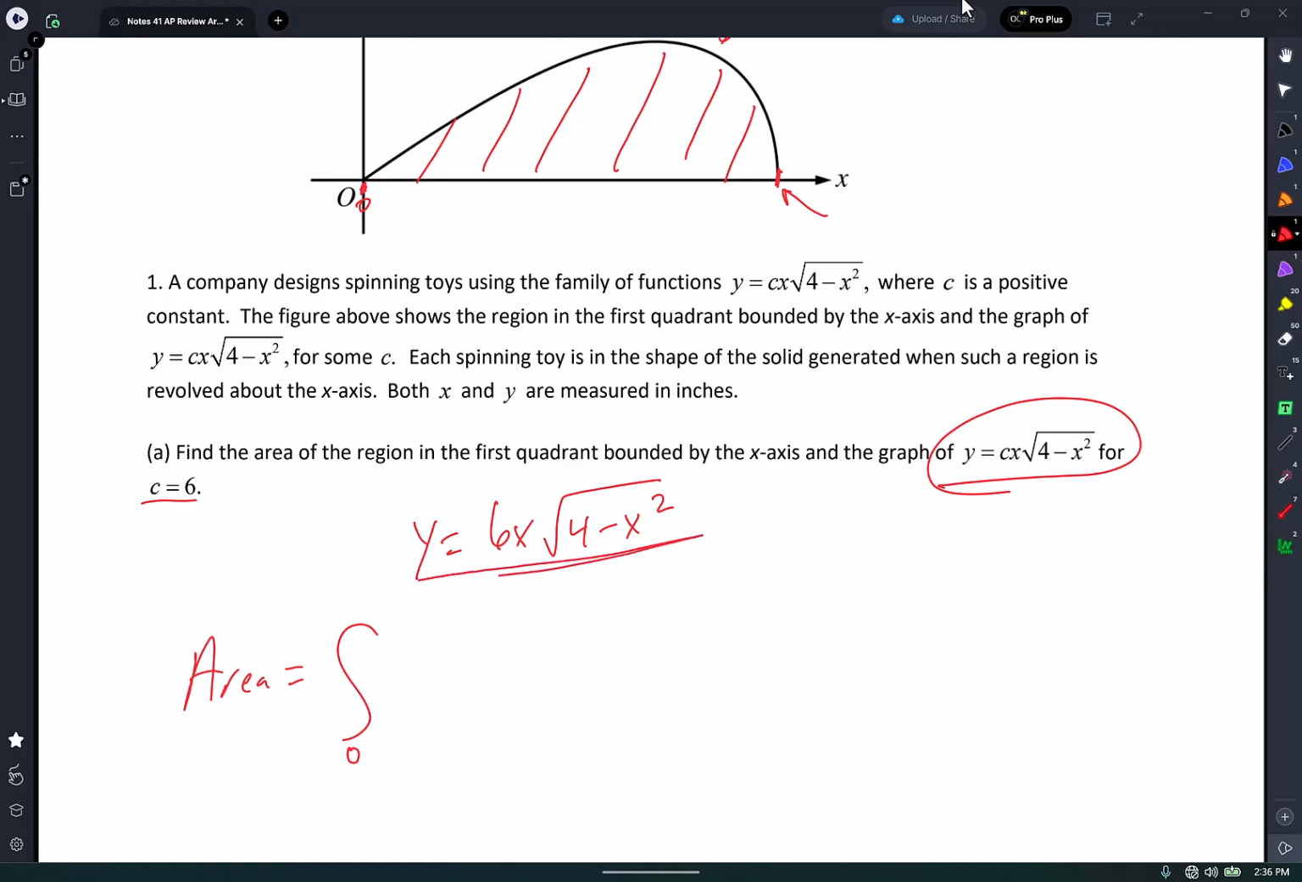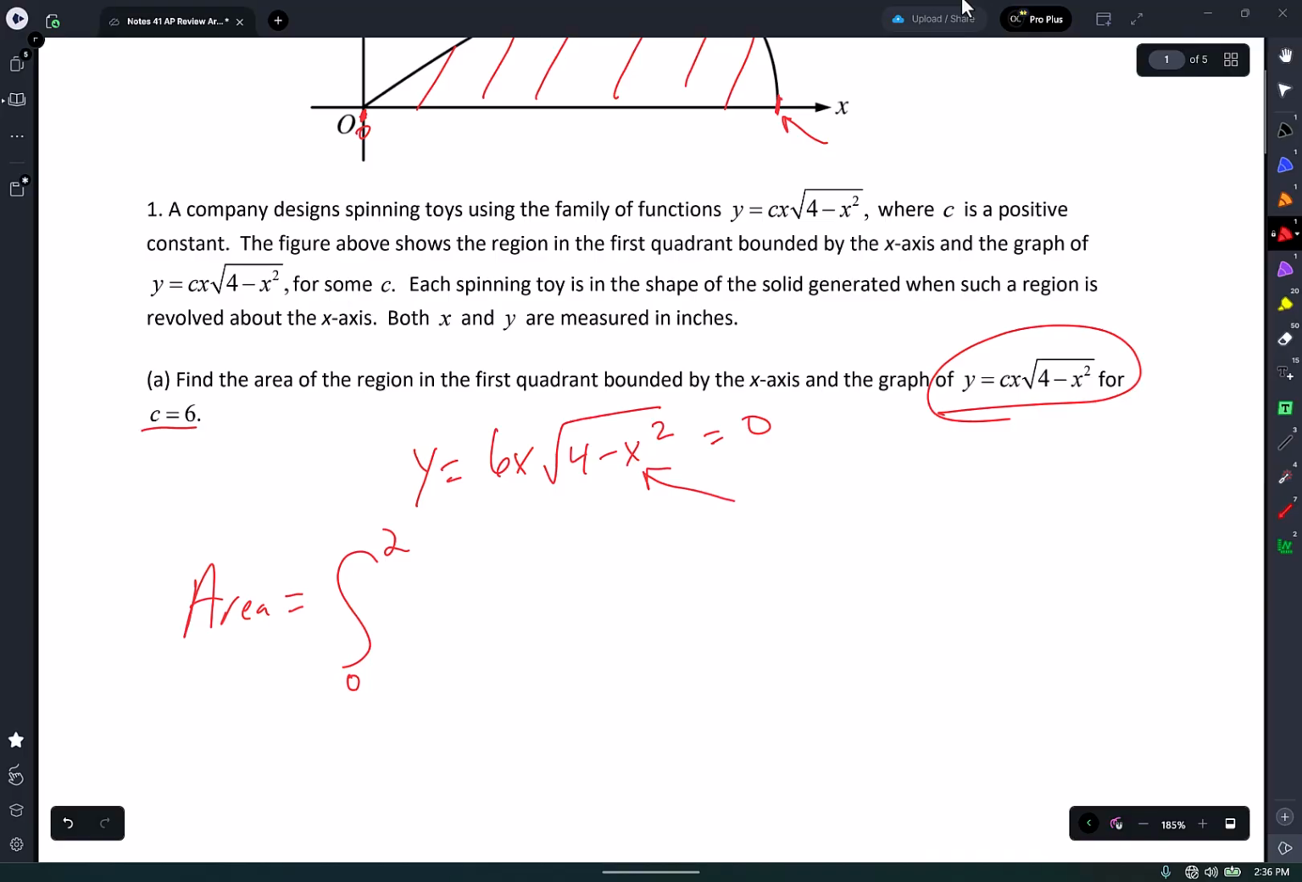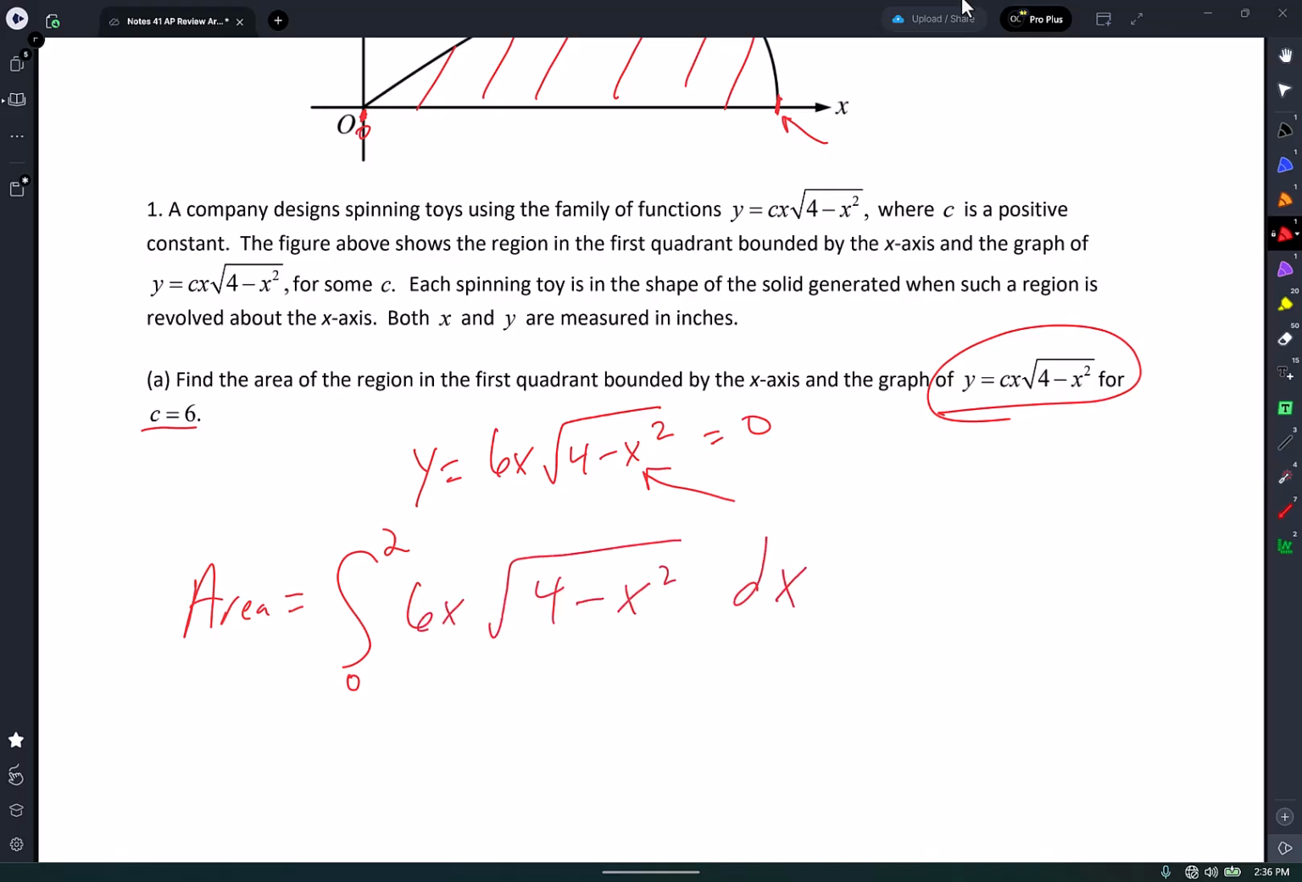Guys, look at this. When does this hit the x-axis? When the y value is 0. So that happens at 0 because x equals 0. What else will give me 0? Did you say 2? You gotta be able to do that. No calculator. You gotta be able to recognize 2 squared is 4 and 4 minus 4 is 0. So, guys, make sure that we know algebra that we can do zeros. And then this is what I'm integrating. 6x square root of 4 minus x squared. And then I'll put the dx.